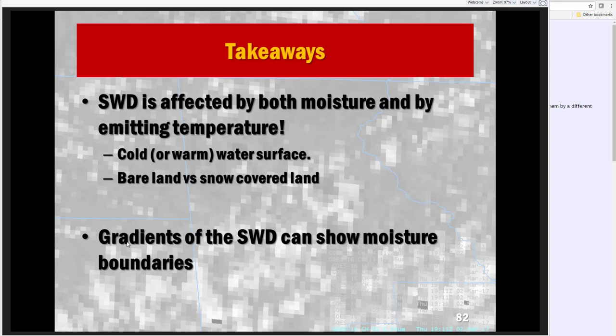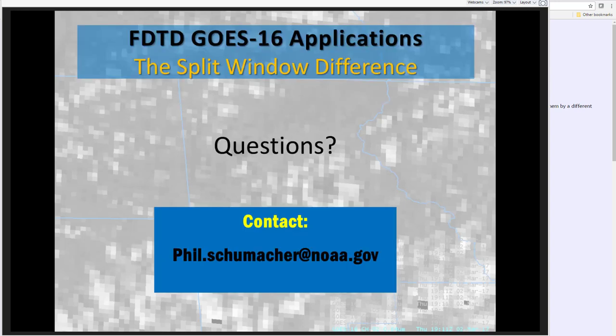And again, the real critical thing with this channel for convective forecasting is looking for those gradients in the split window difference that will show moisture boundaries, because that can be where there's moisture convergence, where you may get lift, and where you may get the first signs that convection development is imminent across the area. So again, here's my email, and I'll be happy to take any questions.